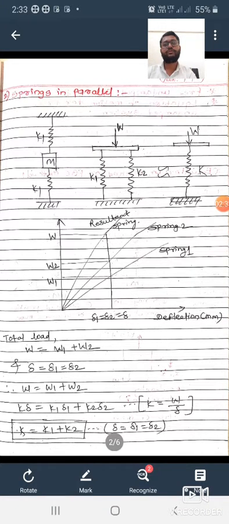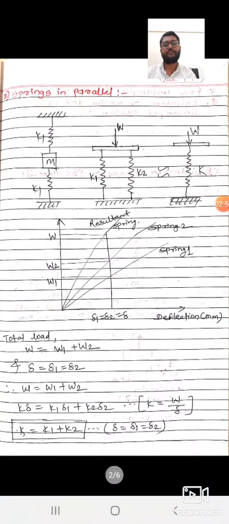Second type is springs in parallel. The diagram shows the two springs connected in parallel, with stiffnesses K1 and K2, and load W acting on the springs. Again we plot a graph of load versus deflection. Here the deflection is constant, delta 1 equal to delta 2 equal to delta, and the load is shared by spring 1 and spring 2.